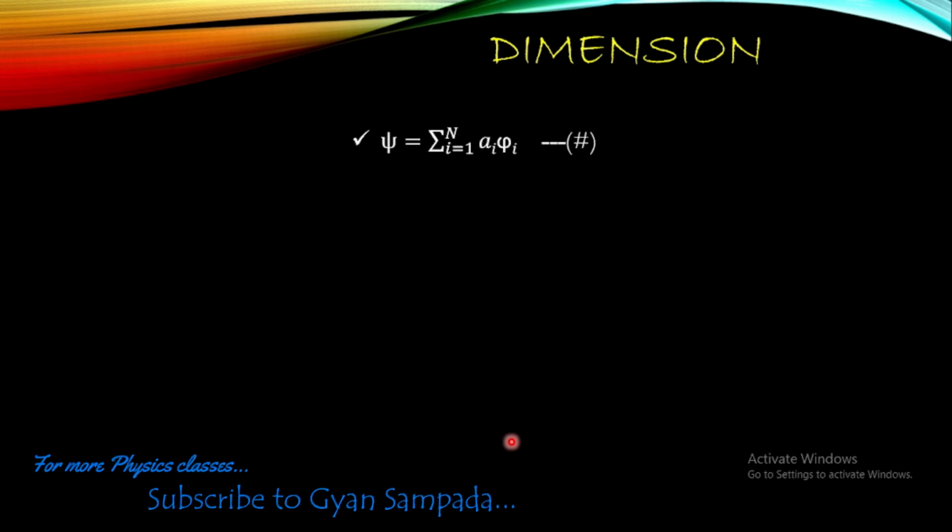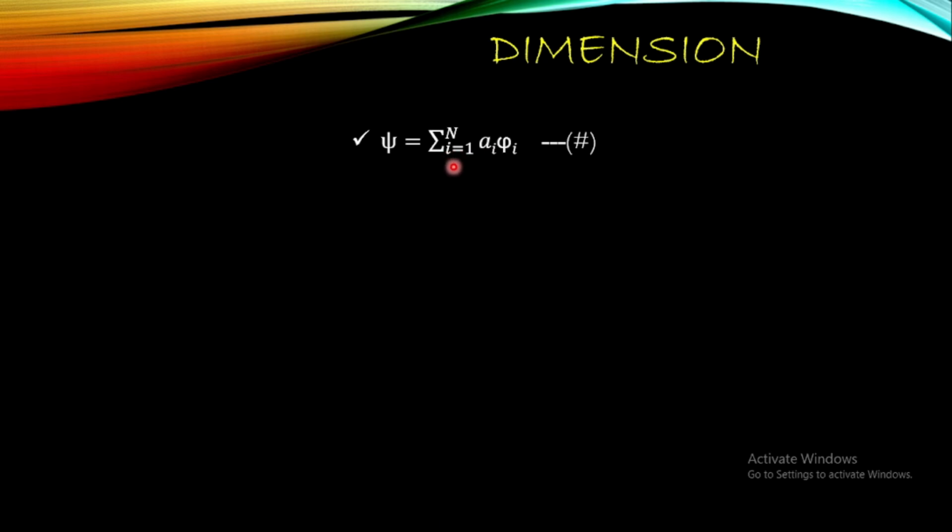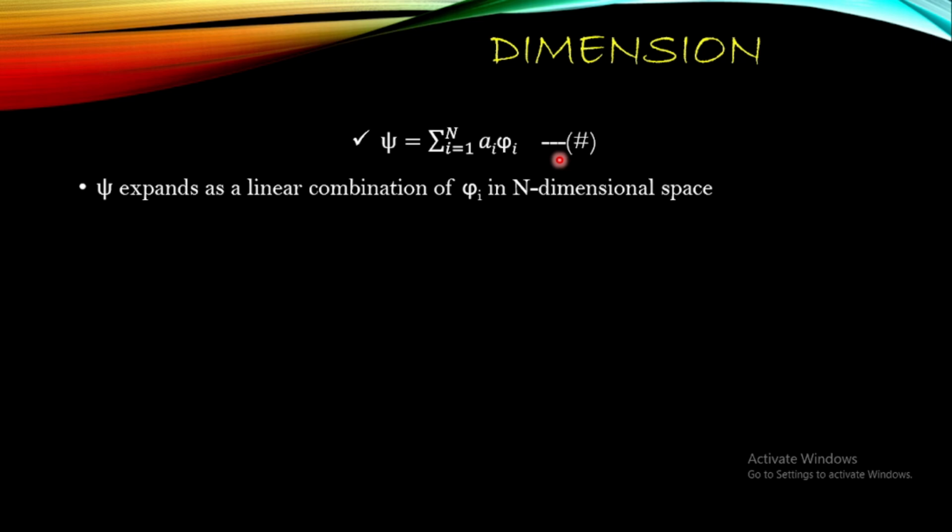So let's consider the wave function xi, which can be written as the vector sum of its components, that is, summation over i equal to 1 to n of a_i phi_i. Let us call it hash. That is, the vector xi can be expanded as a linear combination of phi_i in n-dimensional space. phi_i can be phi 1, phi 2, and so on up to phi n. So with respect to these components, we can express xi, and the space will be n-dimensional. So here the word dimension is coming.